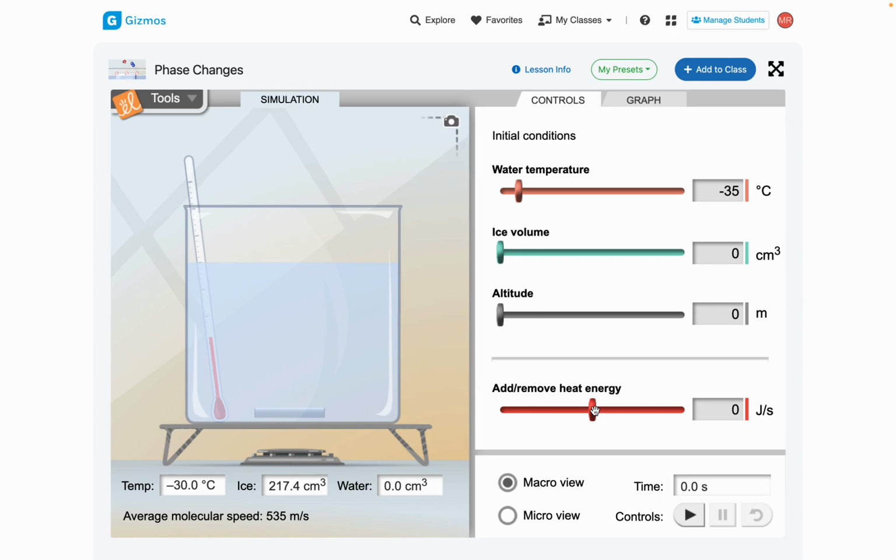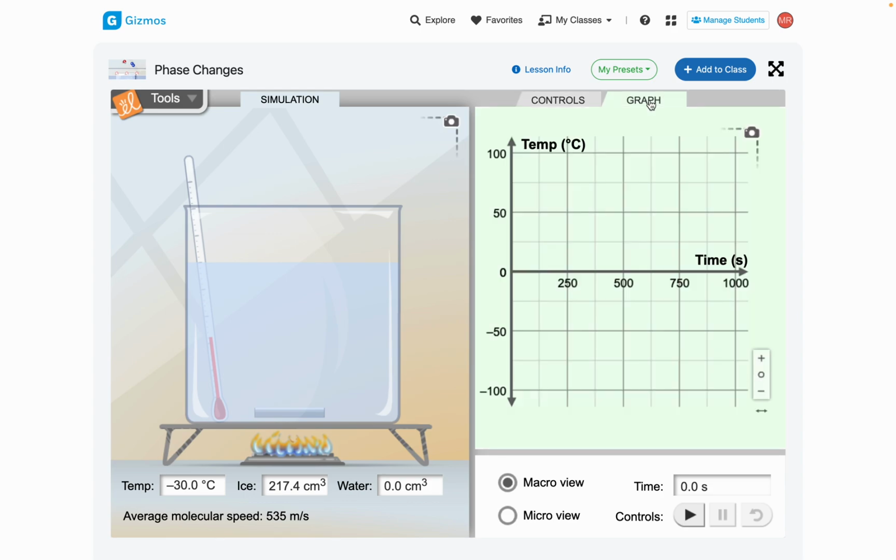And so now over time, we're going to add some heat. We're going to add 250 joules per second. And so we're going to heat it over time. And as soon as I hit play, we're going to graph it. All right. So as we're watching, it's starting to heat up, and you can notice the temperature is changing. And wow, that's moving fast. But now, if we're looking closely, we can see that the ice is going away and turning into water.